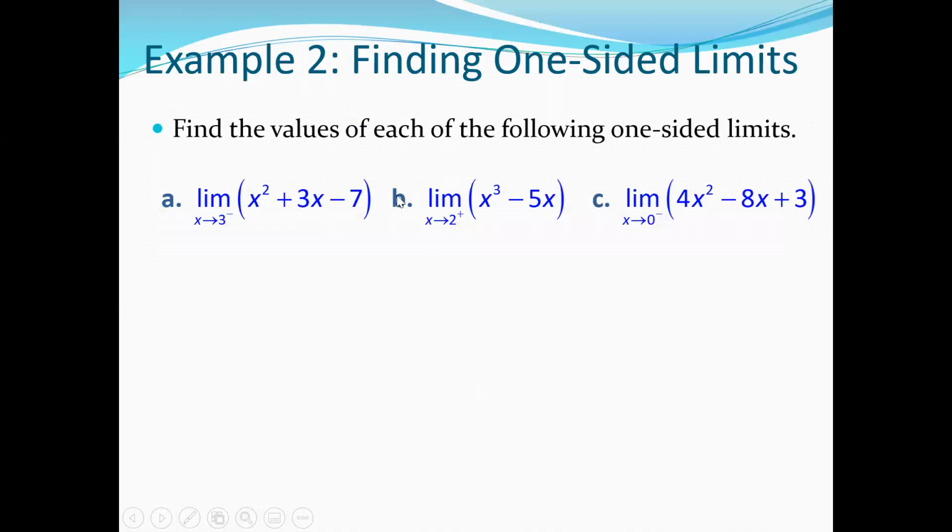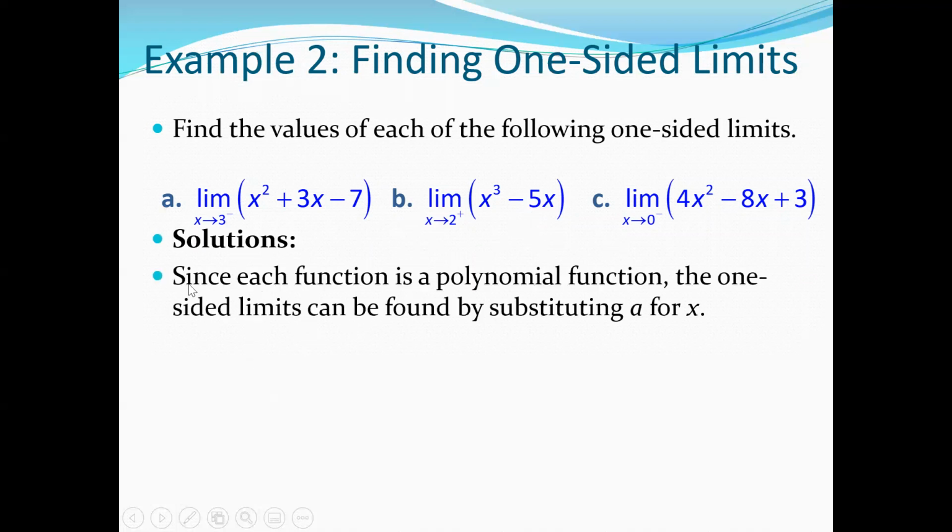So let's see an example. They say we should find the values of each of the following one-sided limits. The negative means from the left, positive means from the right, but the steps of solving them are the same because either from the left or right, the answer is the same. So let's look at the first question. Since each function is a polynomial function, the one-sided limit can be found by substituting a for x. That's it. So it doesn't matter whether x approaches 3 from the left or x approaches 2 from the right.